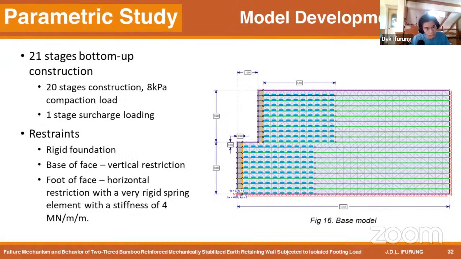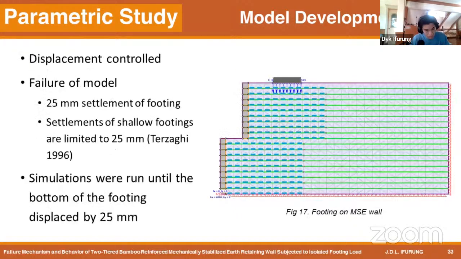It was constructed at 21 stages, 20 of which were for construction with an 80 kPa compaction load, while the last stage was the footing surcharge load application. It has a rigid foundation and the base of the face is vertically restricted. The foot of the face has a very rigid spring with a stiffness of 4 mm per m per m. The application of load is displacement controlled with a set displacement of 25 mm for the footing. This displacement was chosen since Terzaghi mentioned that settlements of shallow footings, such as the one I use in my model, are limited to 25 mm only.